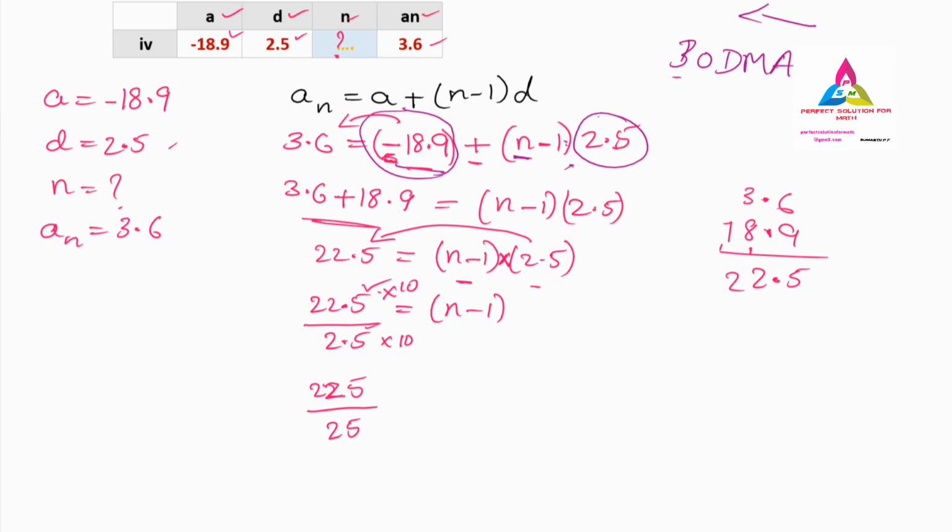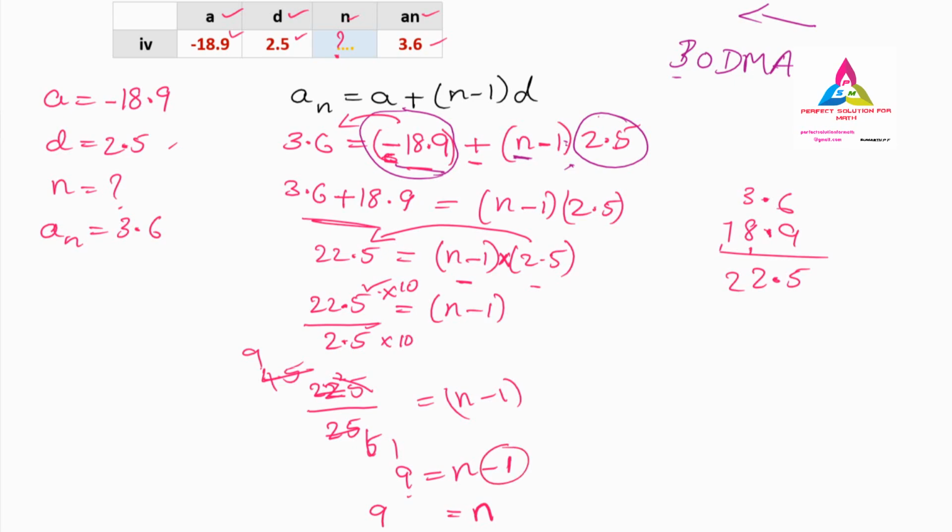If you know the 25 table you can go for it, otherwise you can go for the 5 table. 5 5s are 25, 5 4s are 20, 2 will remain, it became 25, 5 5s are 25, 5 1s are 5, so 9, that is nothing but n minus 1. So n minus 1 is nothing but 9. But we need the n value, so again we have to keep that n as it is, and 9 also we have to write as it is.